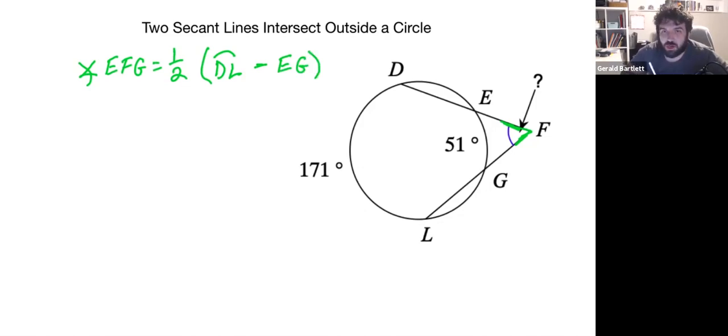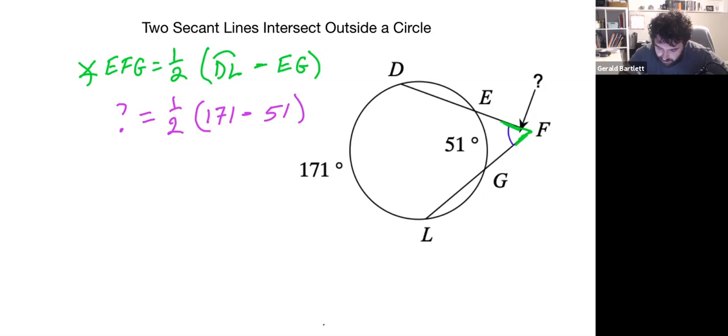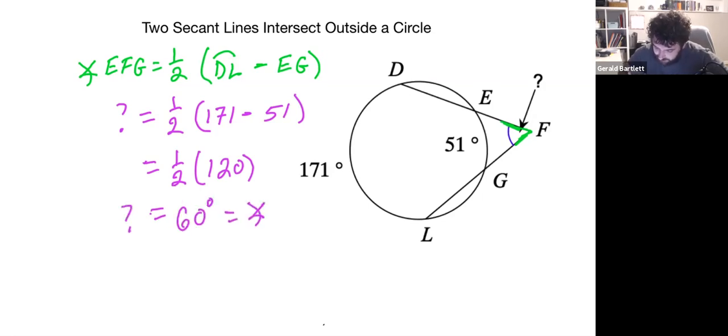To make this work, we'll go ahead and just plug in and go. We've got angle EFG is my unknown, still a half. Arc DL is 171 minus arc EG, which is 51. So 171 minus 51 gives me 120. So half of 120, and of course half of 120 is 60 degrees, which is my unknown, and that we were asked for EFG.